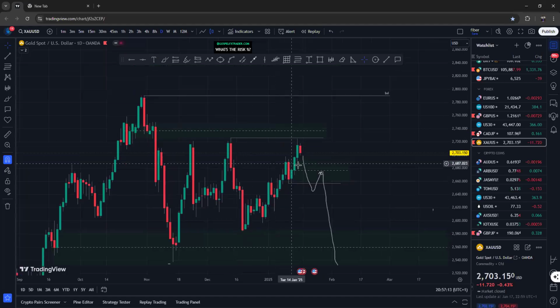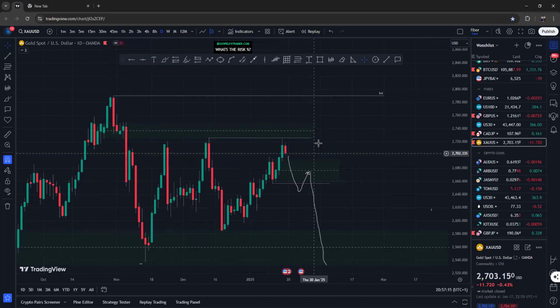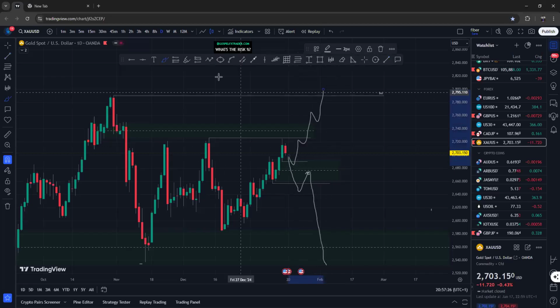Then if that doesn't happen, if it supports price, like price coming into this fair value gap and then moving back higher, that will be a good reason for price to continue higher to take out the highs.